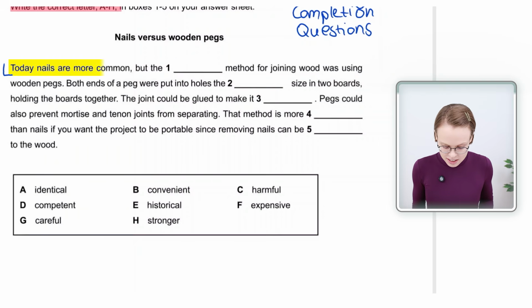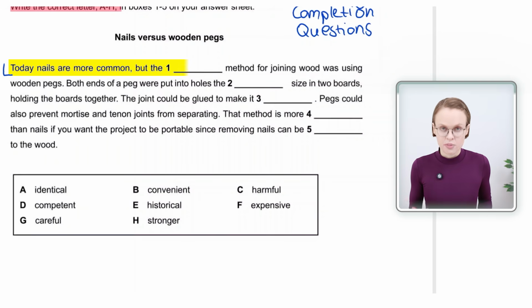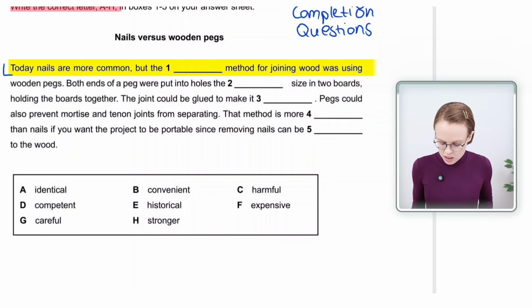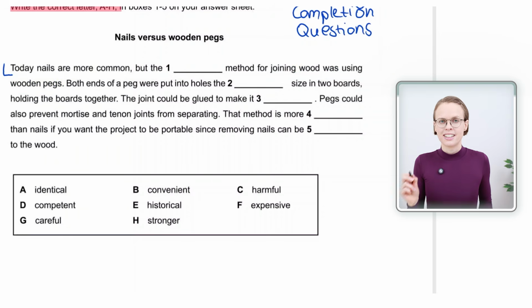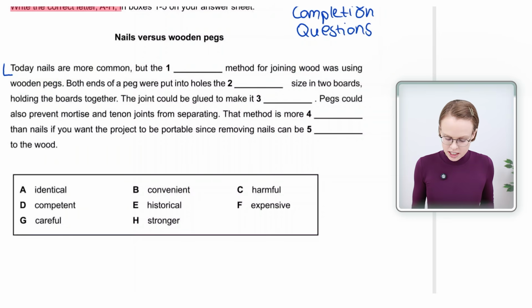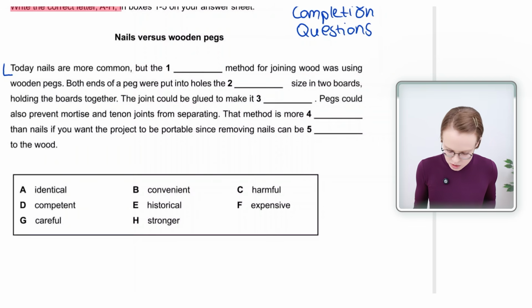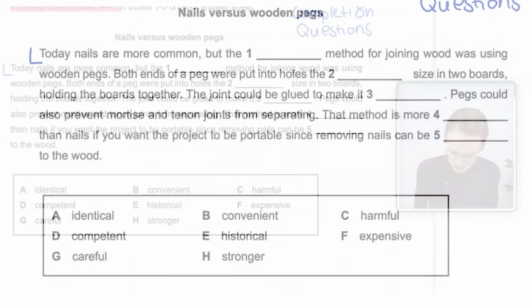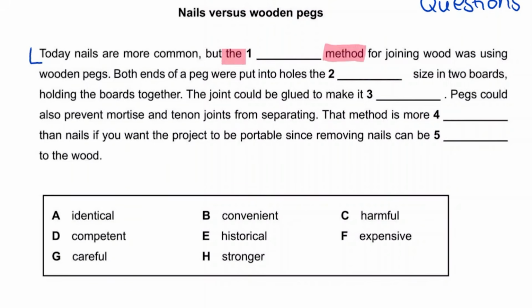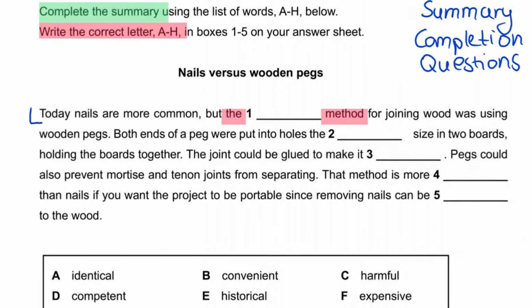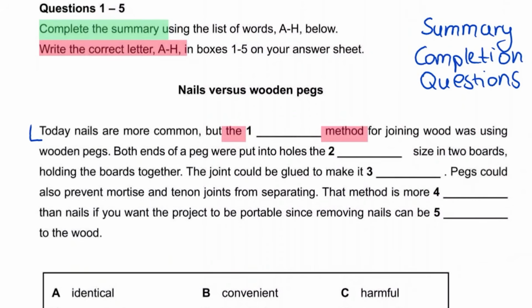Here it says, today nails are more common, but the, and then comes the gap, method for joining wood was using wooden pegs. Now, there are two important things here. When you get a summary completion question, have a look at the words around the gap, because these words can give you important information about what you need to enter. Here we have two important words. It says the and method. So we're looking for a specific method. Let's have a look at the passage. We're looking for nails and joining wood and wooden pegs.